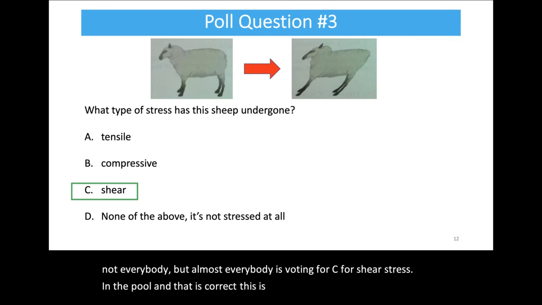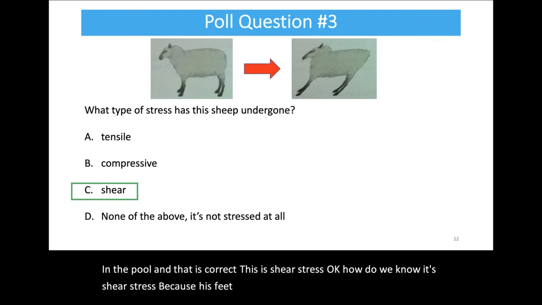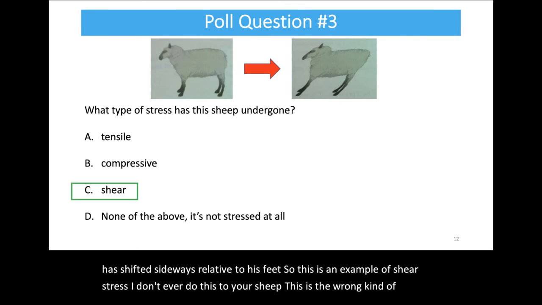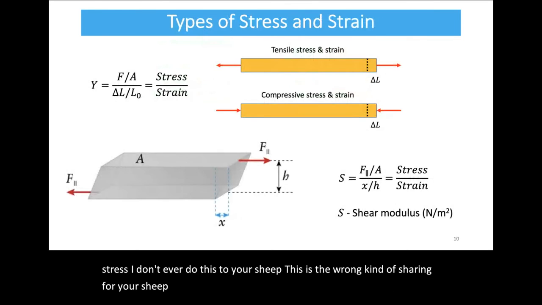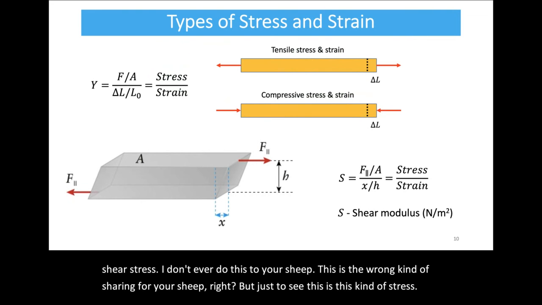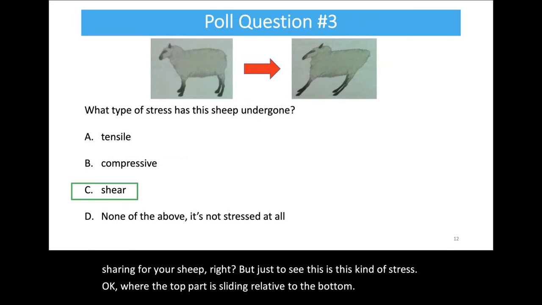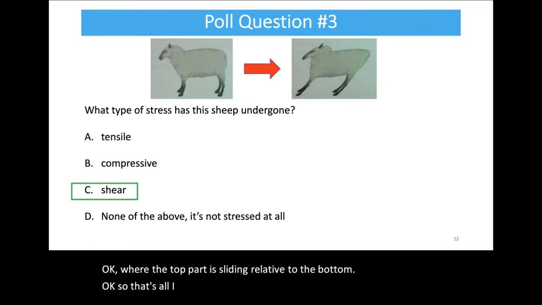This is shear stress. How do we know it's shear stress? Because his feet are still in the same place, but his top half has shifted sideways relative to his feet. So this is an example of shear stress. Don't ever do this to your sheep. This is the wrong kind of shearing for your sheep, right? But just to see, this is this kind of stress, where the top part is sliding relative to the bottom. Okay, so that's all I was going to do for today.